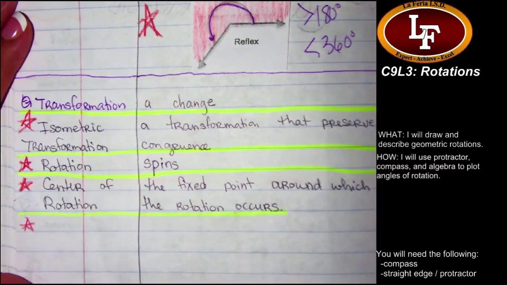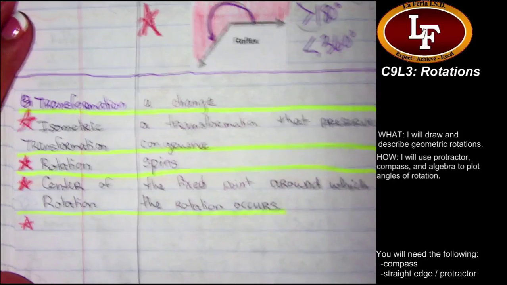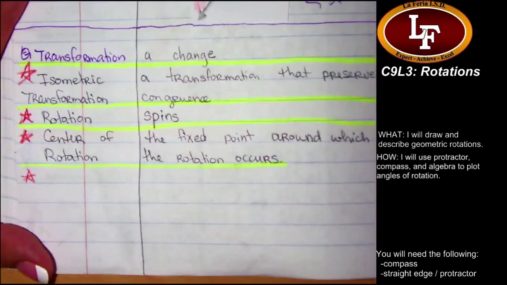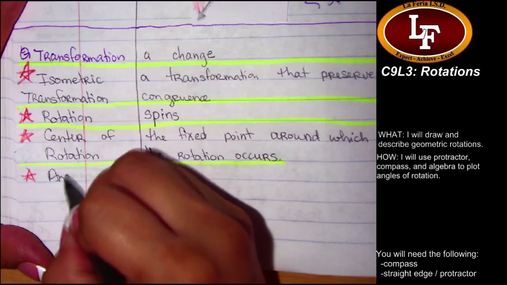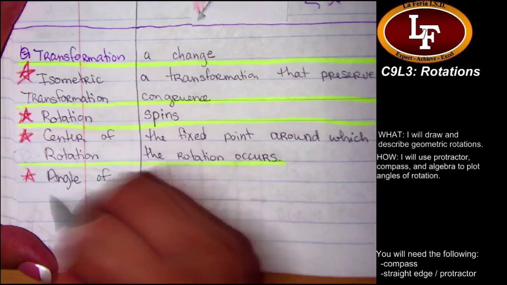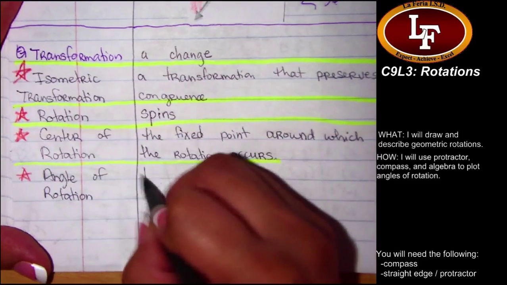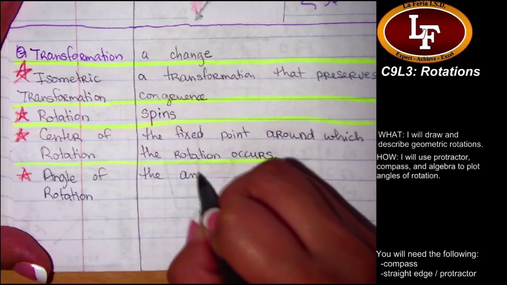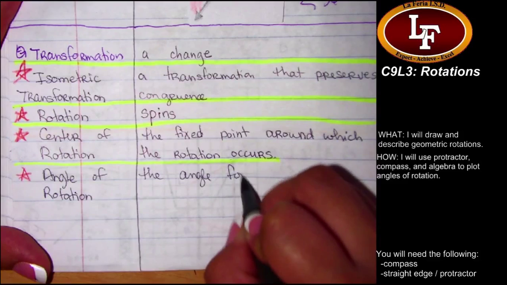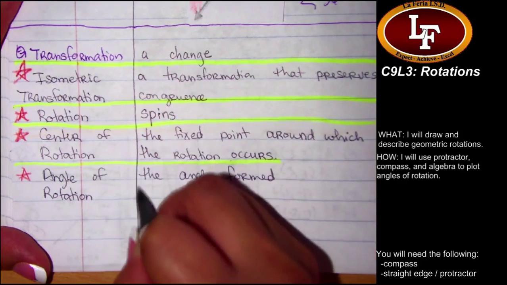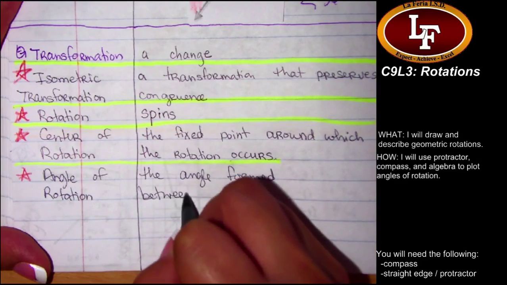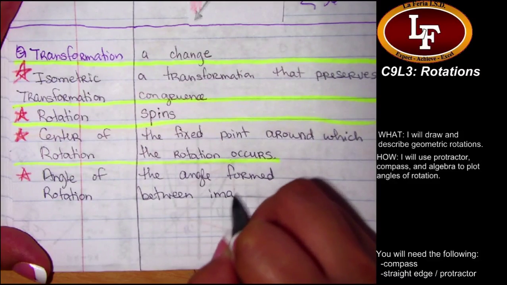The second thing that you need to think about when you're talking about rotations, now that you've got the center, is how far you are rotating. And that's given by the angle of rotation. It's the angle that gets formed between the image and the pre-image.